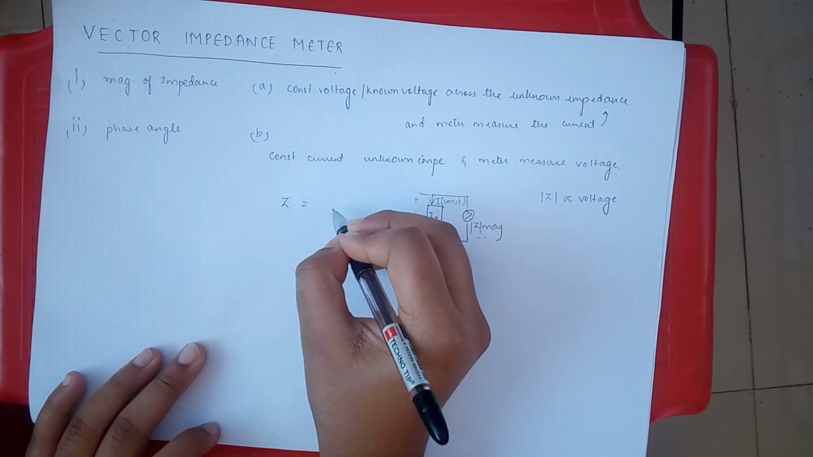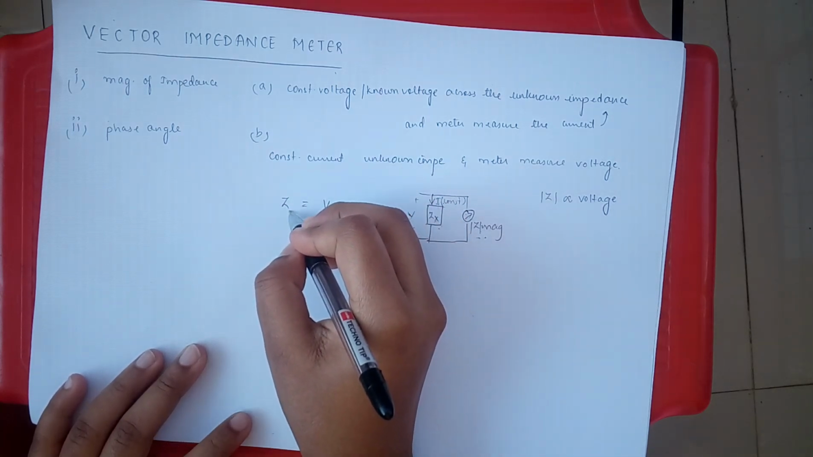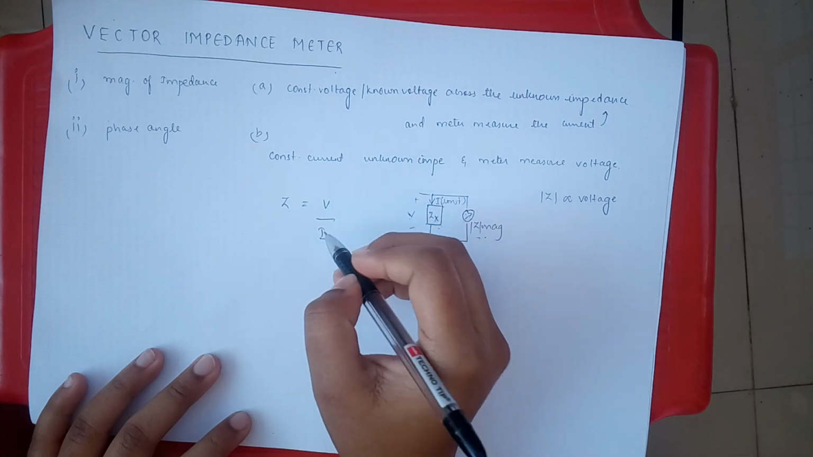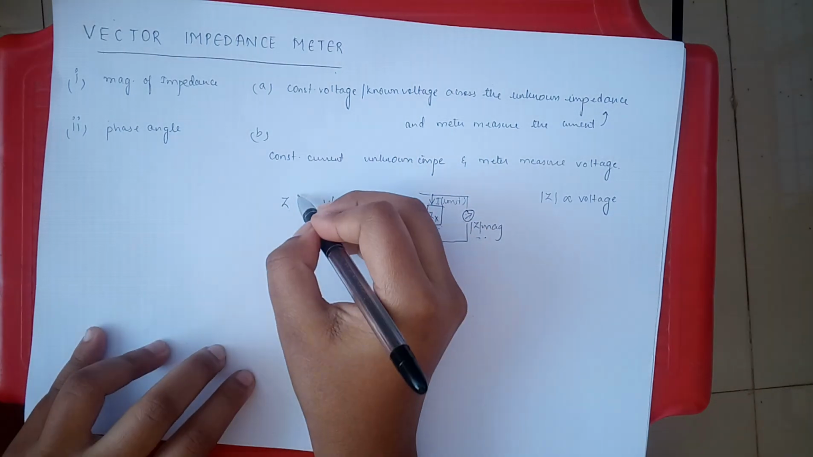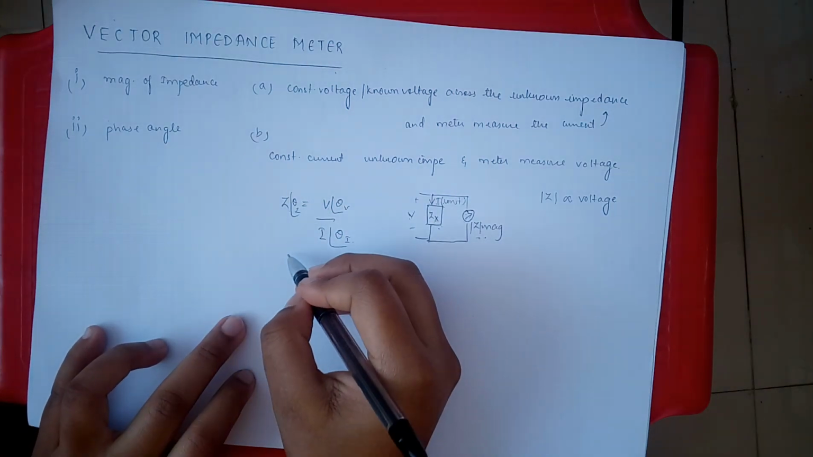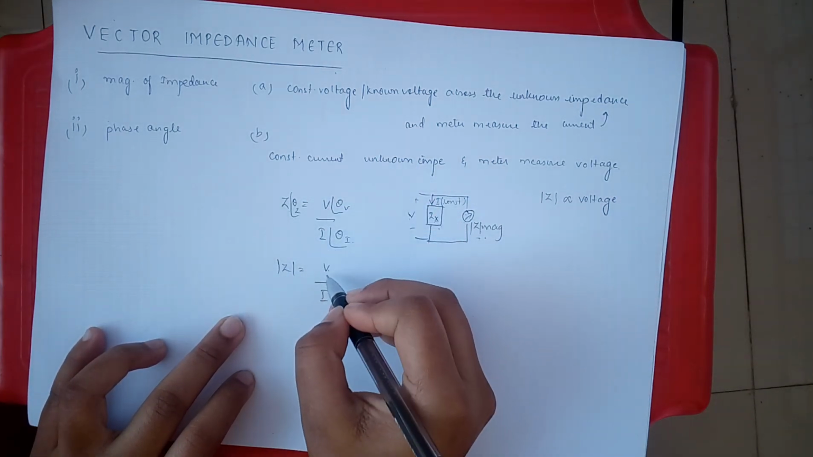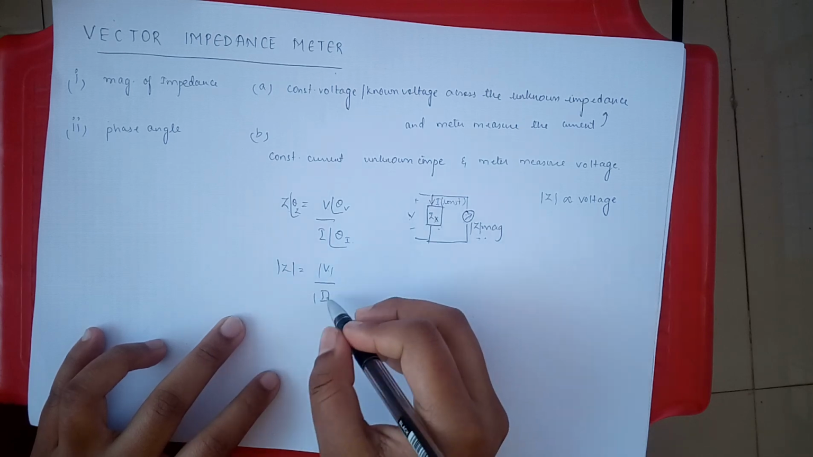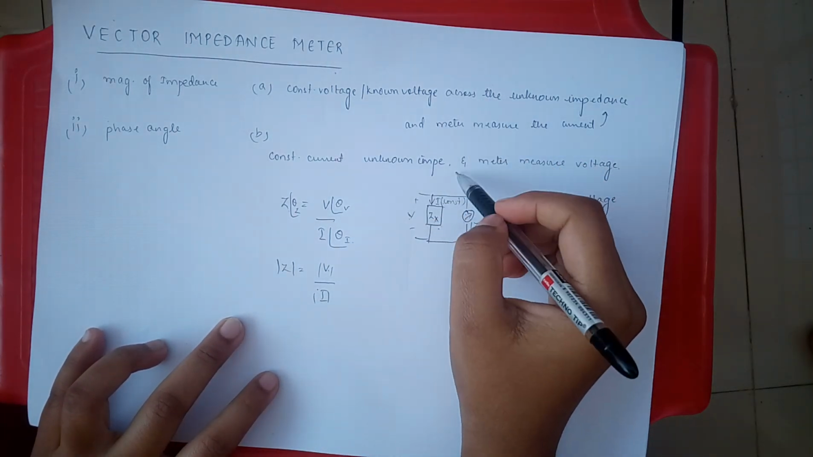As we know, Z is V by I, where Z is a complex quantity. That means V and I both have some phase. Now, magnitude of Z, we can directly find out as V by I, which is nothing but the magnitudes only. And this is what is done in these two methods.